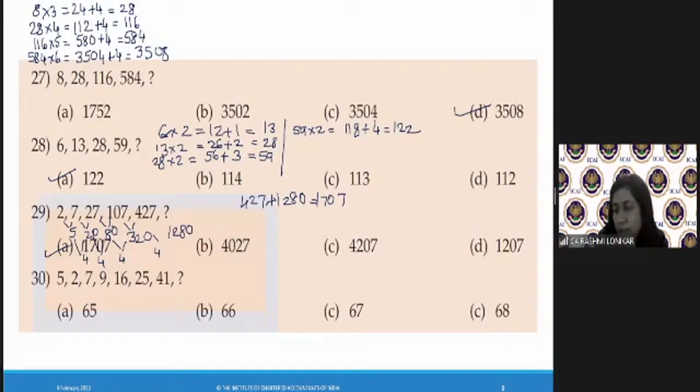320 into 4 is 1280. So the number plus 1280 will give me the correct number. Okay. Now let us go to the 30th sum.